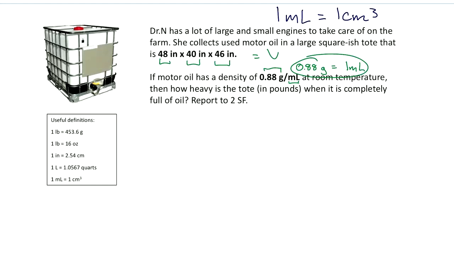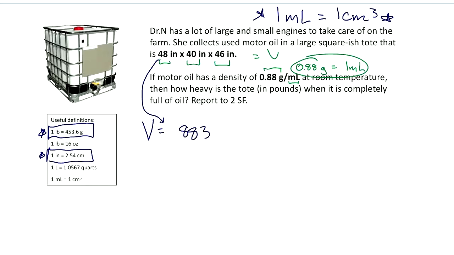Technically, this piece of information and these two pieces of information are what you need to solve this problem. Only 1 milliliter equals 1 centimeter cubed do you have to memorize. But these two, the density and the inches to centimeters conversion, we would give to you to answer this question. So let's figure out the volume of this canister. If I multiply all those values together, we get that the volume of the canister is 88320 inches cubed.